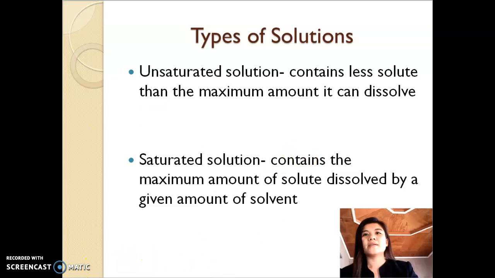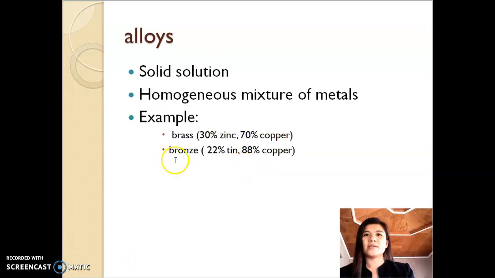Please leave your comment below for the answer of this bronze alloy. So which of the components is a solute and which is a solvent.